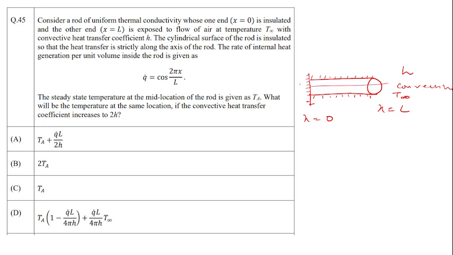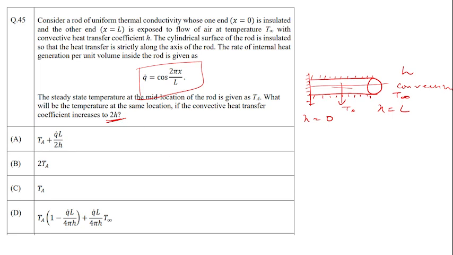Then the rate of internal heat generation per unit volume inside the rod is given as this. This is the heat which is generated inside, like that. Suppose the steady state temperature at the mid location of the rod is TA. So this is TA. What will be the temperature at the same location if the convective heat transfer coefficient increases to 2h?